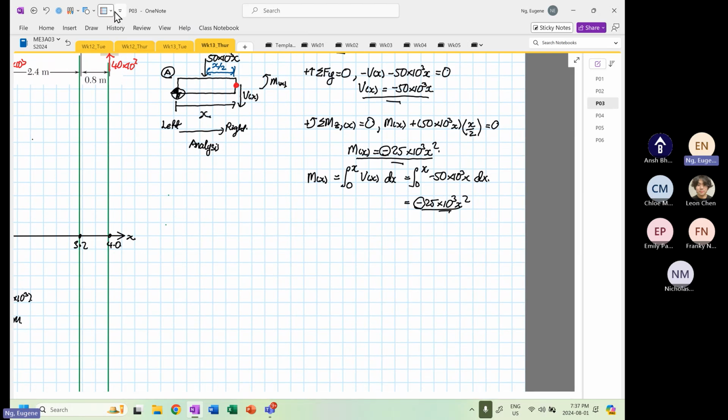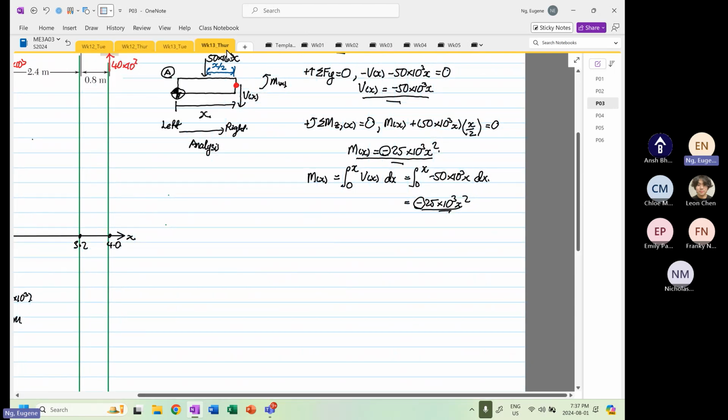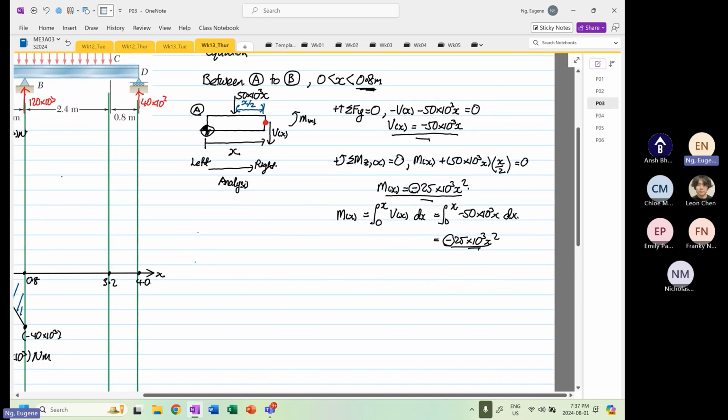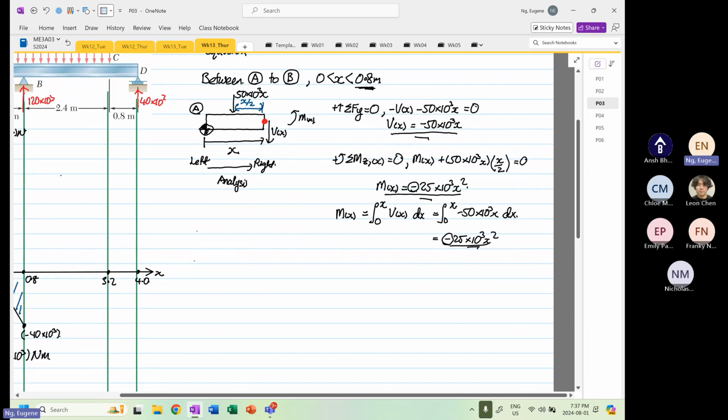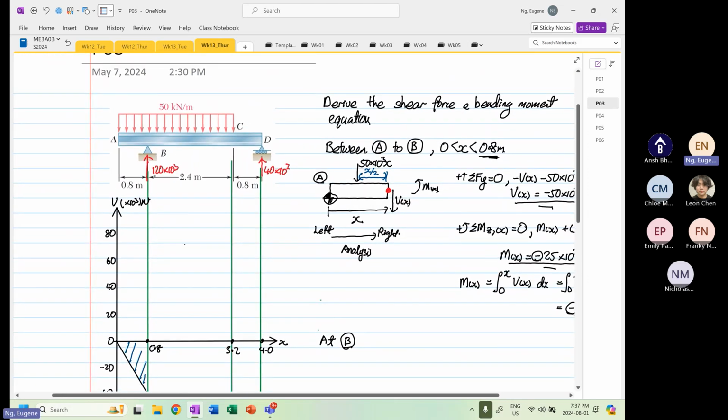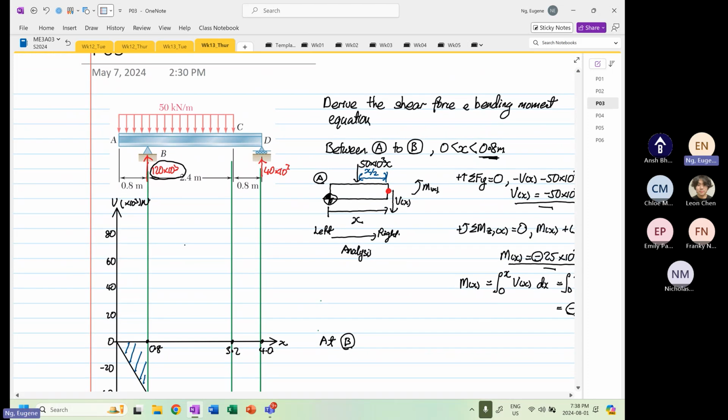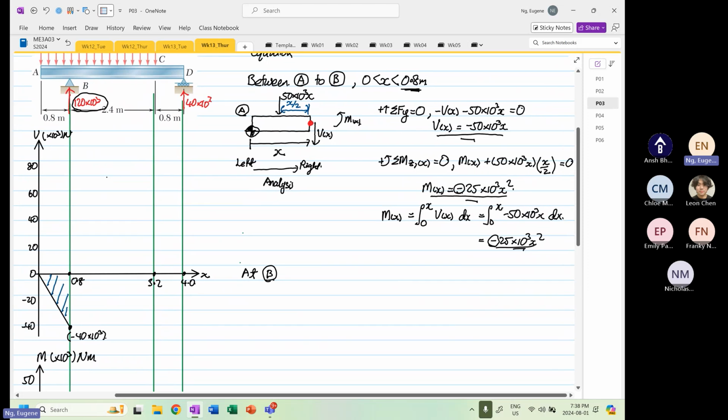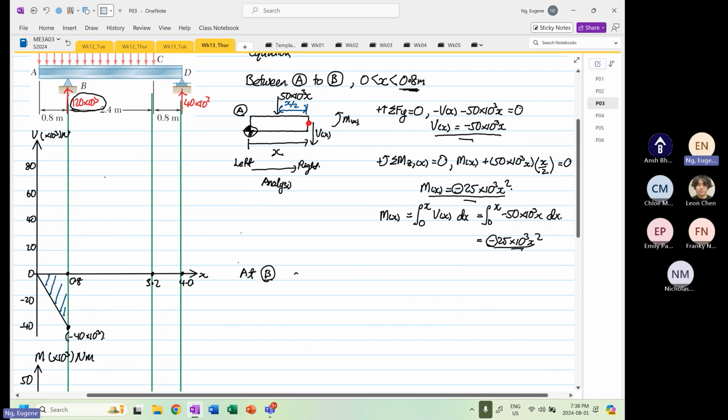Another one. So the next one we are going to look at is at point B. Now we have to do at point B because at point B there's a reaction force. We cannot do B to C because there's a feature that we will miss out. So from point B is what we call when x is equal to 0.8 meters.